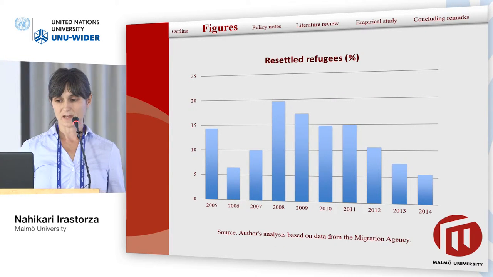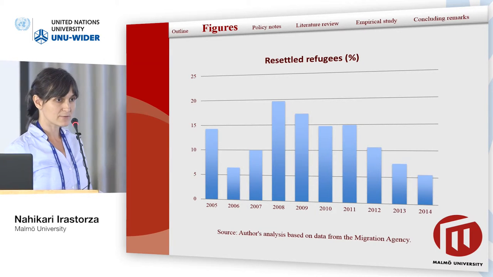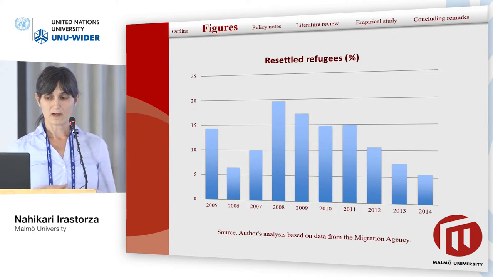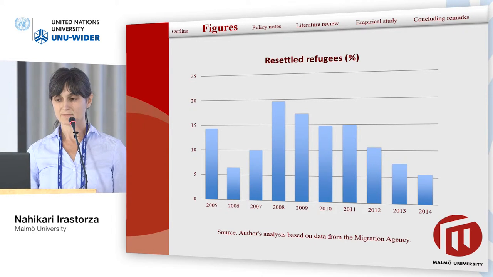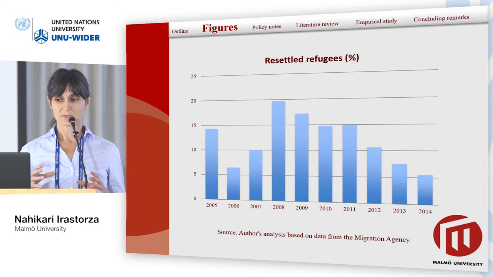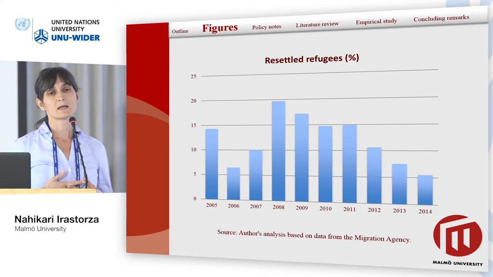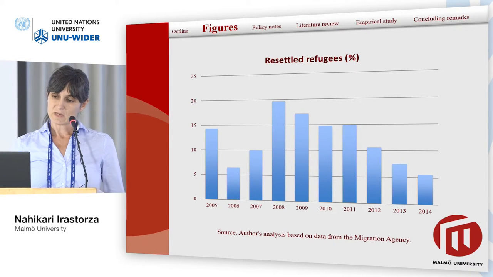In the second graph, I'm showing the percentage of resettled refugees out of all the refugees accepted in Sweden. And making a distinction of resettled refugees versus asylum seekers is important because there are policy differences that target these two groups and that can also affect their integration in the labor market. And what are these main differences?